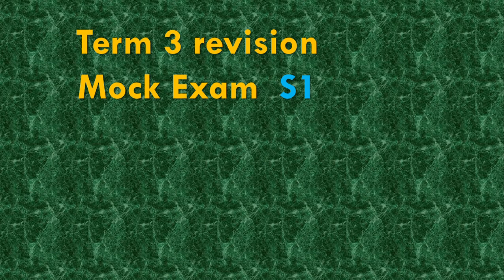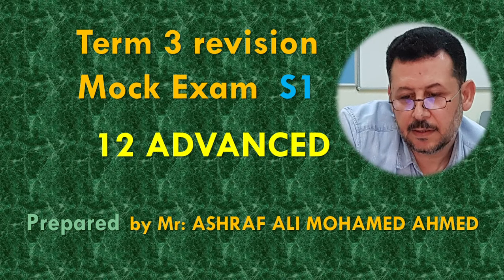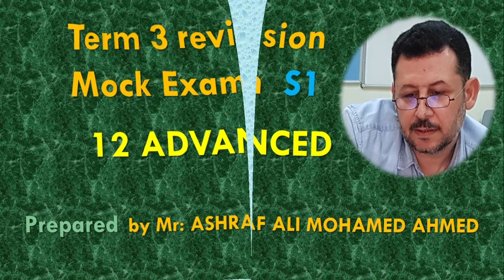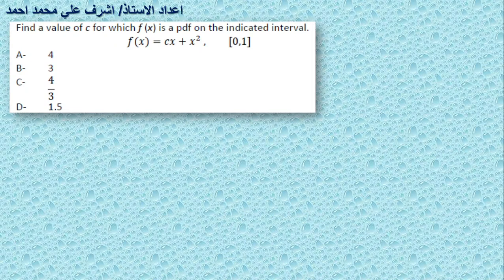Now we'll discuss the mock exam for term 3, grade 12 advanced, UAE curriculum, inshallah. Let us start. First question: find the value of c for which f of x is a PDF on the indicated interval. f of x equals cx plus x squared, interval from 0 to 1.